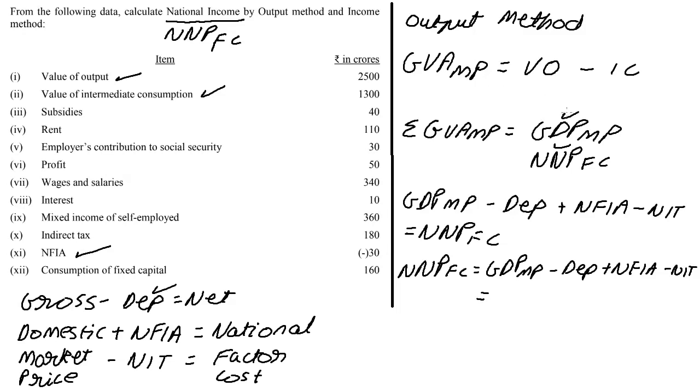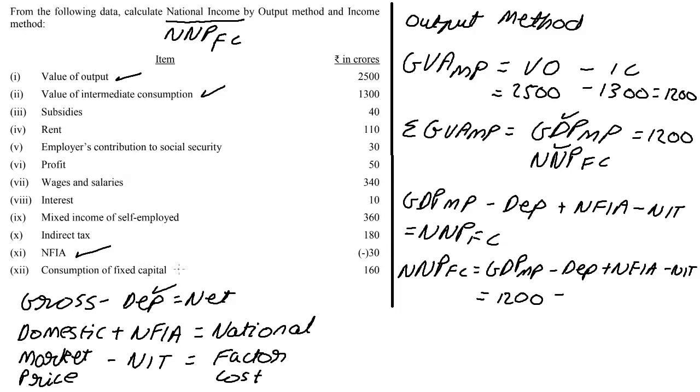Alright, now I've explained what the output method is. I'm just going to go ahead and do the math for output method, and then we'll have a look at the income method. The value of output, we have 2,500. The intermediate consumption we have as 1,300. So I'm thinking you're going to get GVA MP as 1,200. Okay, and because there is no other GVA MP, the same thing gives us GDP MP. Okay, which is 1,200. And then we can come back down over here and continue by subtracting depreciation.